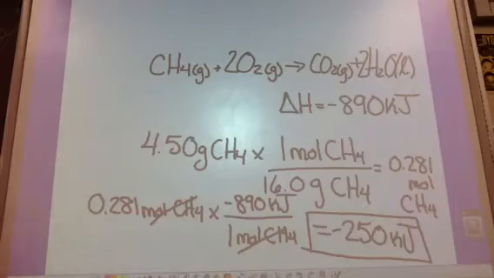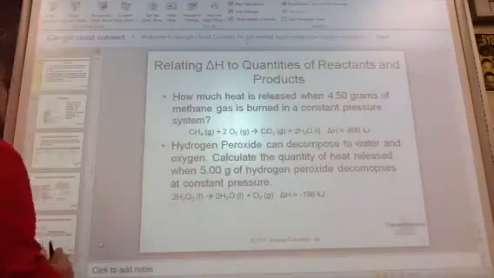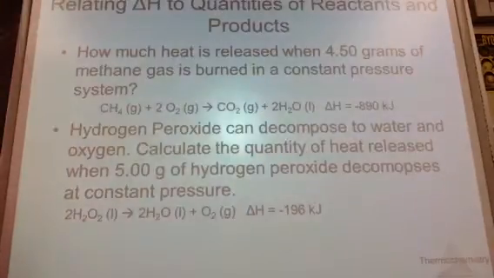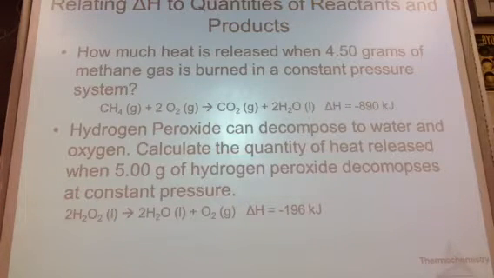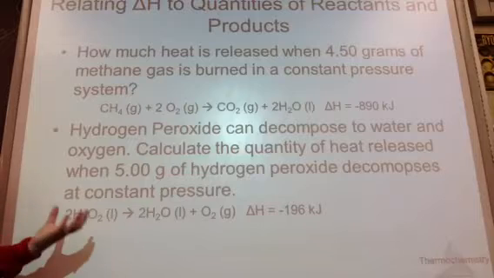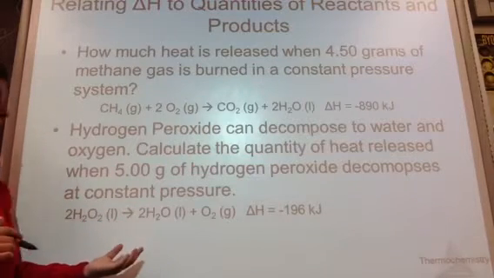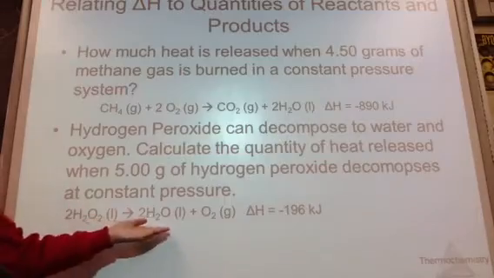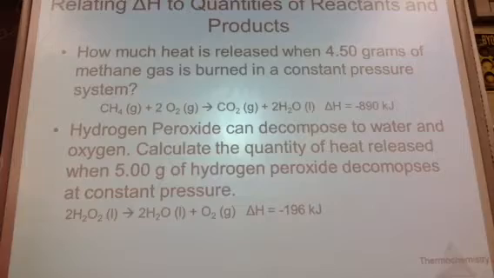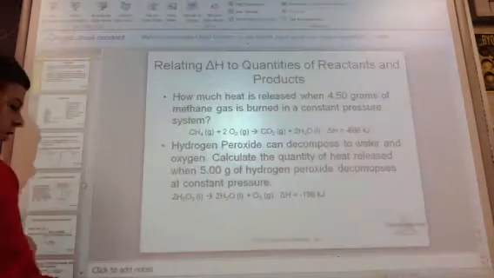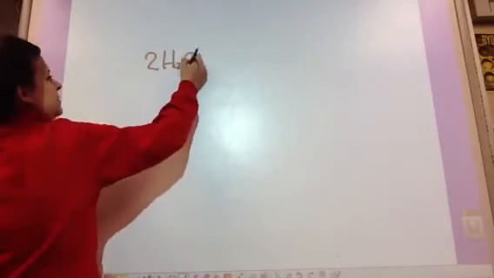Okay, we have one more on here, and I would like to do that one as well. So let's do that one. Okay, hydrogen peroxide can decompose to water and oxygen. Calculate the quantity of heat released if I have 5 grams of hydrogen peroxide decomposing at constant pressure. So I gave our thermochemical equation here. We have hydrogen peroxide decomposing to water and oxygen. I have my change in enthalpy, which is a negative 196 kilojoules. So let's go ahead and do that one. So we had 2H2O2.